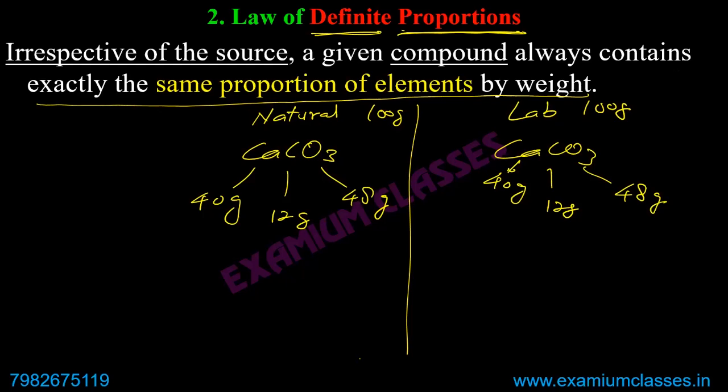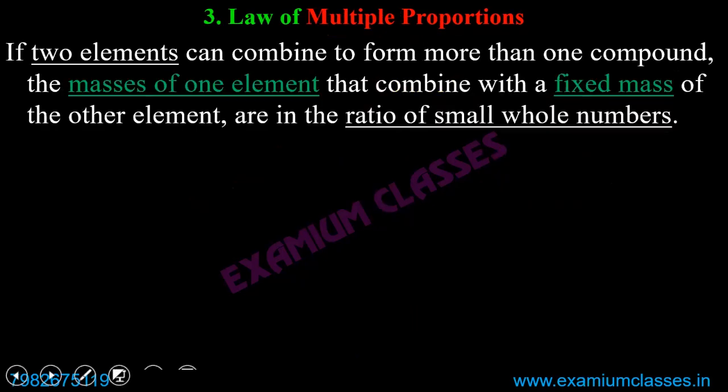Now, second rule is again very simple, that the proportion of the constituent elements will always be same. There is exception to this one, but for now, this is the rule. Third one and most important one, as I said, if two elements can combine to form more than one compound, the masses of one element that combine with the fixed mass of the other element are in the ratio of small whole numbers. Confused? You won't get anything. If you just read it, you might not be able to understand.